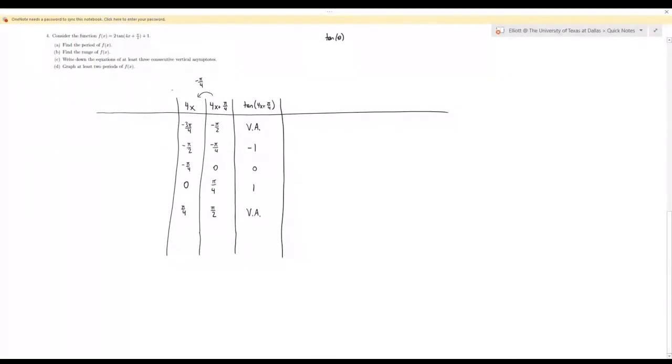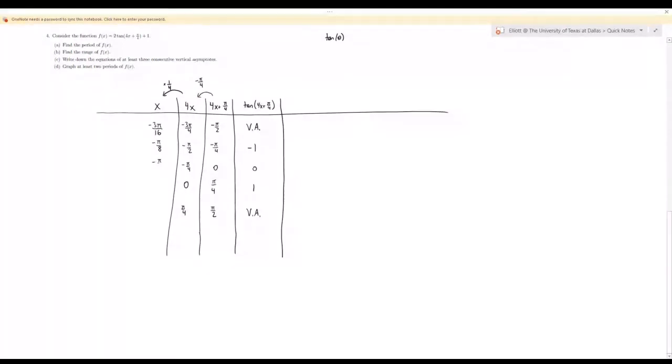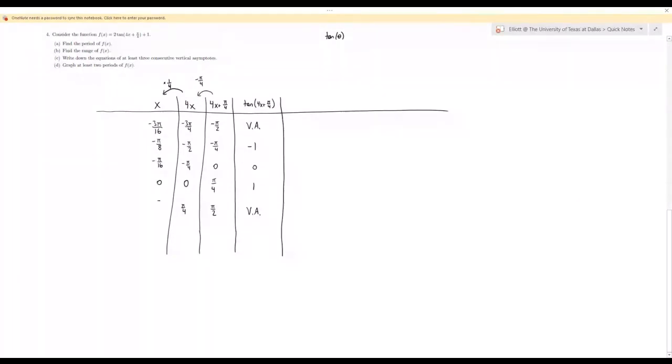And I'm working backwards to solve for x. So right now, this is 4x. So to get to x, we'd have to divide by 4 after that. Or if you will, dividing by 4 is the same as multiplying by 1 over 4. So then if we multiply all of these angles by 1 over 4, that will give us minus 3 pi over 16, minus pi over 8, minus pi over 16, 0, and pi over 16, okay?